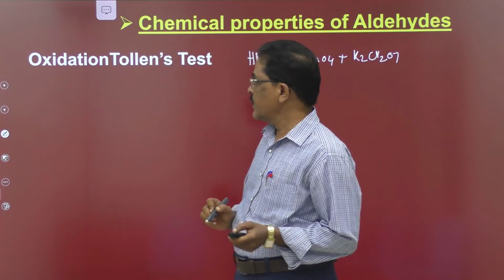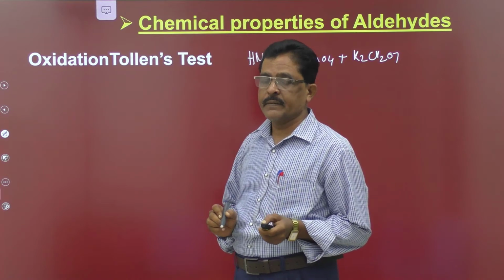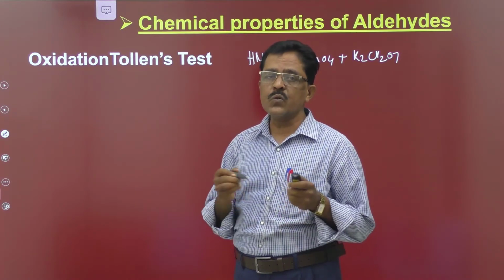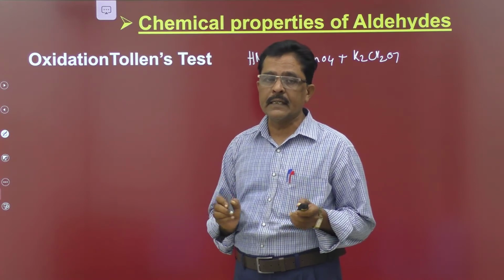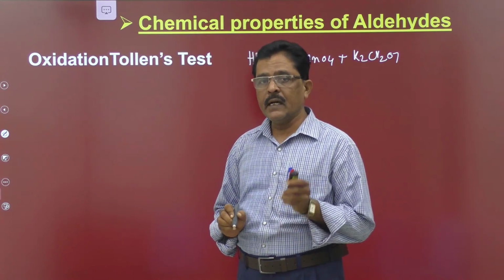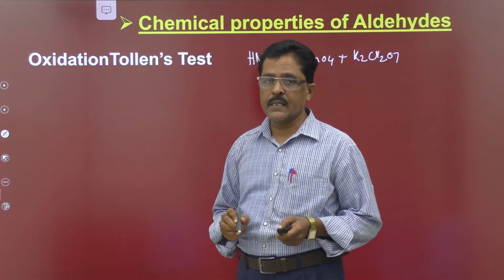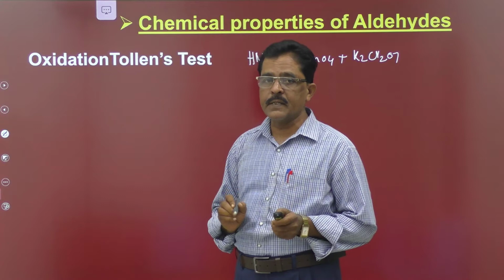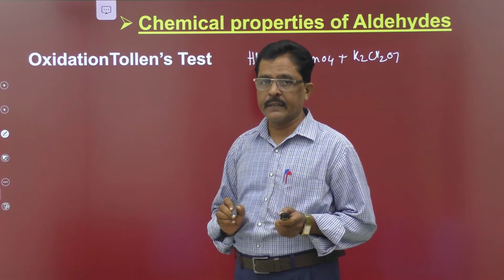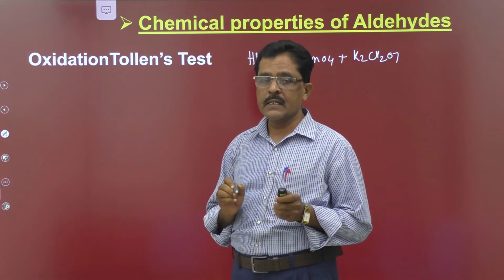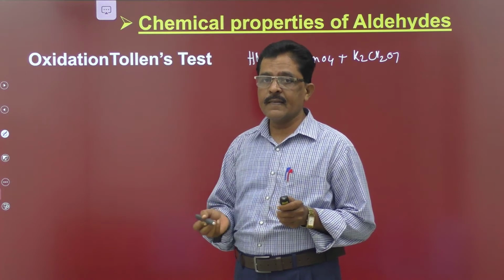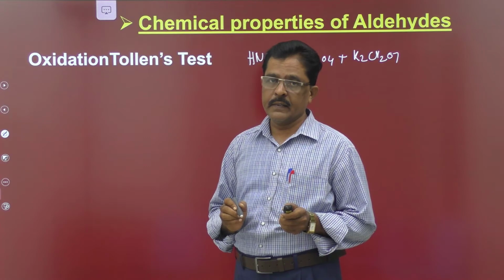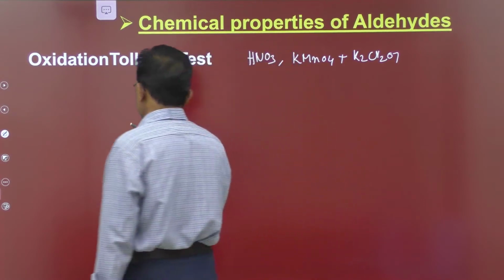So what is the Tollens test? This test is useful to distinguish aldehydes and ketones. Only aldehydes show the Tollens test. Tollens reagent means ammoniacal silver nitrate. This ammoniacal silver nitrate oxidizes the aldehyde into a carboxylate ion. So I want to write the equation.